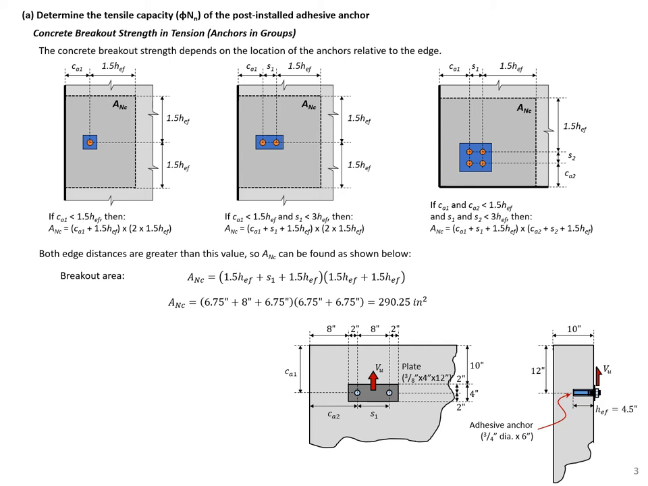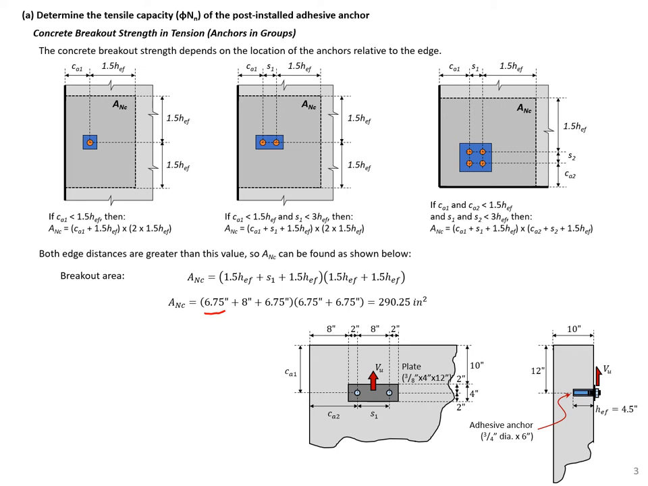Next, we're going to find the concrete breakout strength in tension for our anchor group. The concrete breakout strength is going to depend on the location of the anchor relative to the edge. We're going to assume that the breakout area extends 1.5 h_ef, where h_ef is the embedment length of the anchor, given here as 4.5 inches. So it extends 1.5 h_ef away from the center of the anchor until it hits the edge.